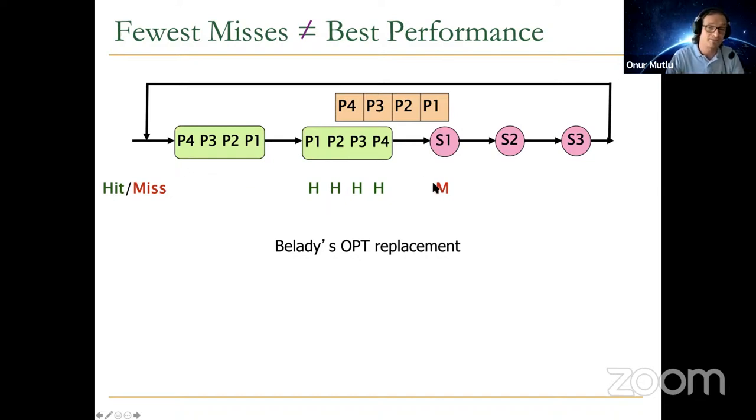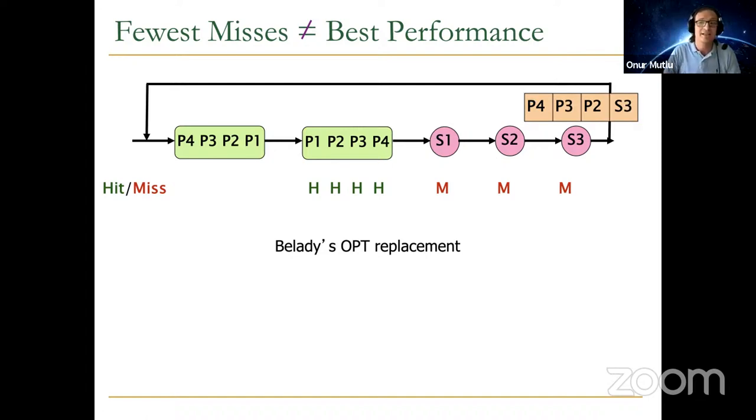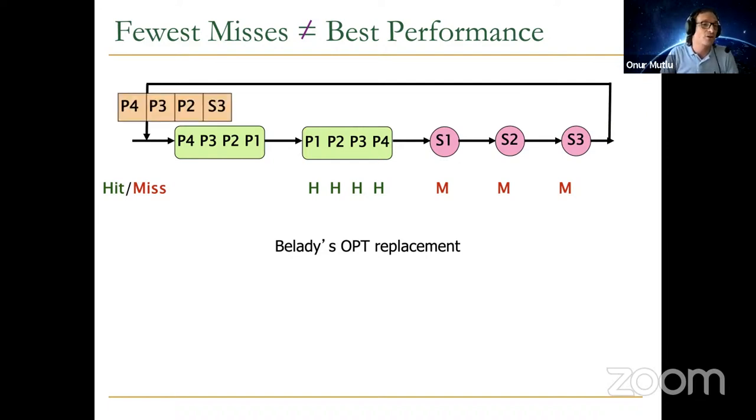But you get a miss on S1. Now the cache looks like this: P4, P3, P2, S1. What are we going to replace when we see S2? We're going to replace S1, because P2, P3, P4 are going to be referenced earlier than S1, as you can see in the cyclic reference pattern. And then the same situation arises over here. You see S3, which one are you going to replace? You replace S2, because P4, P2, P3 are going to be referenced earliest into the future. S2 is going to be referenced after them. So you get three misses on these serial things, and then you replace that, and then you go over here.